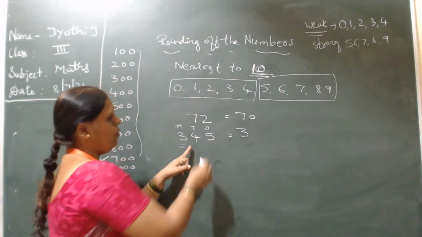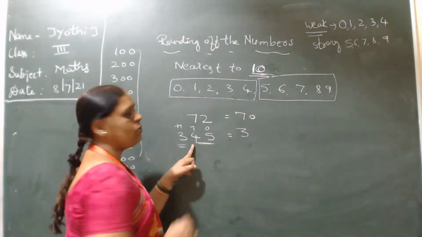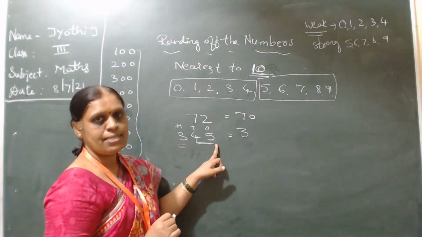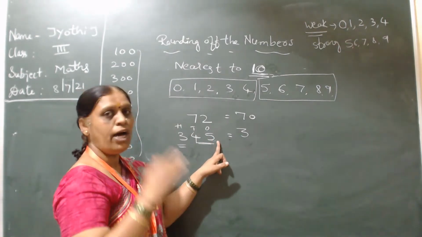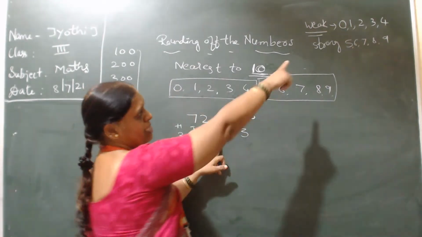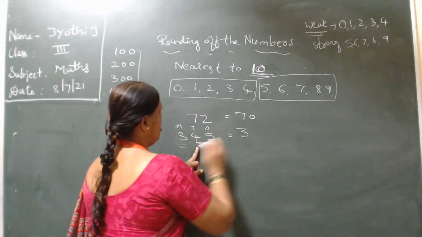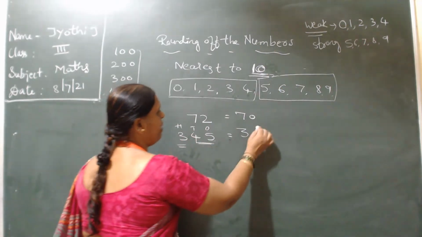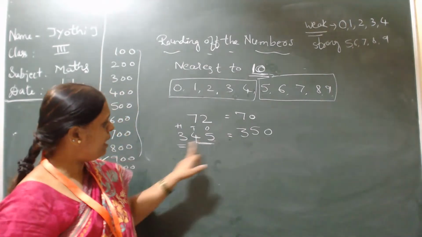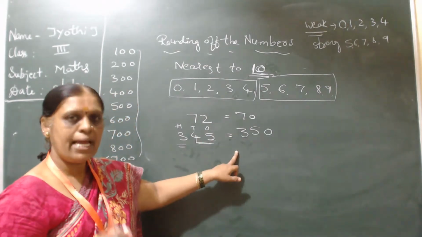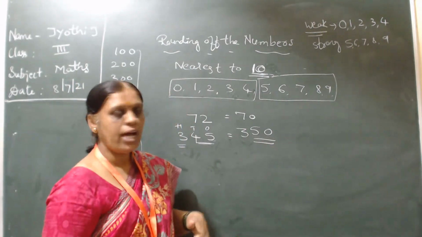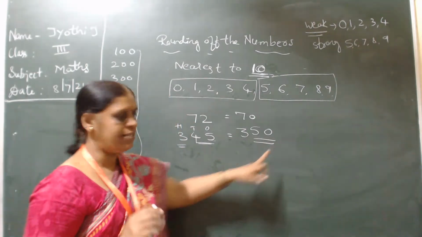What is the rule? When we are rounding to the tens, we have to see the number in the ones place. So 5 or more than 5 means we have to go to the next number. So 5 is strong. So 345 will become 350. Here the hundreds place you keep the same. Only these two digits you round to the nearest tens.